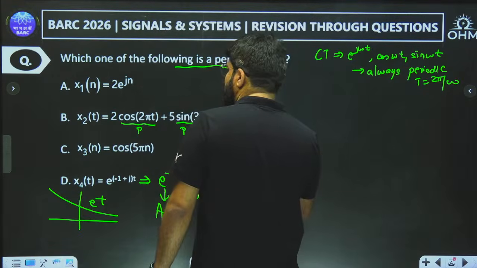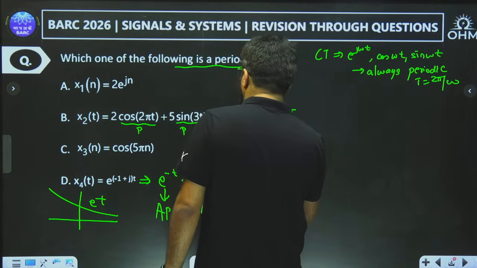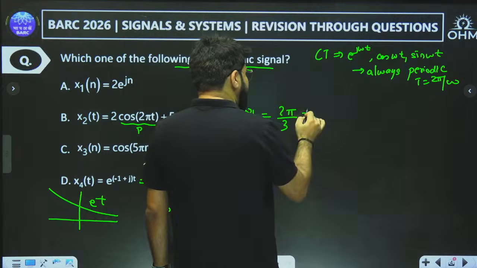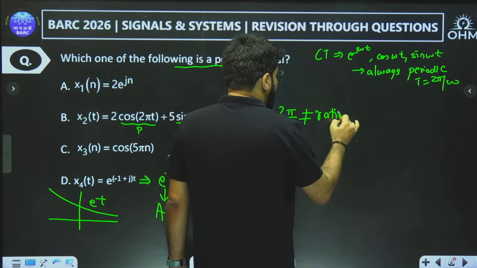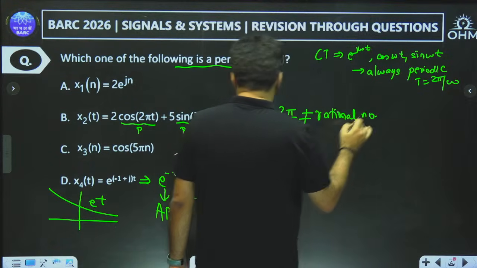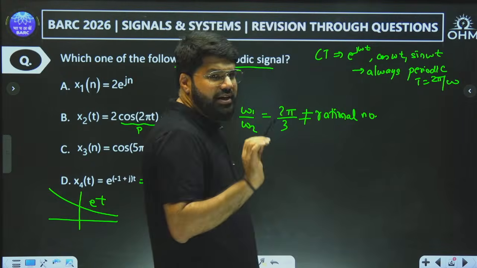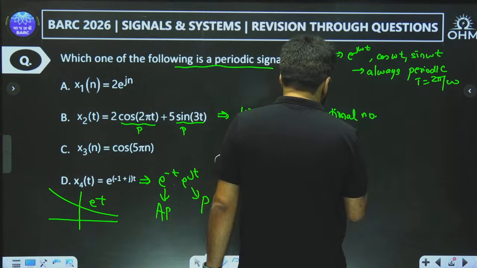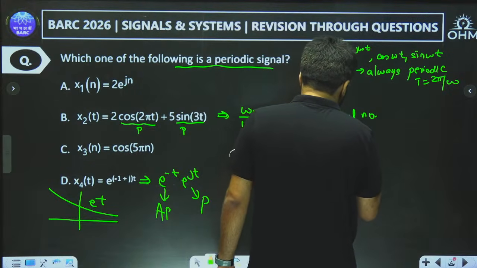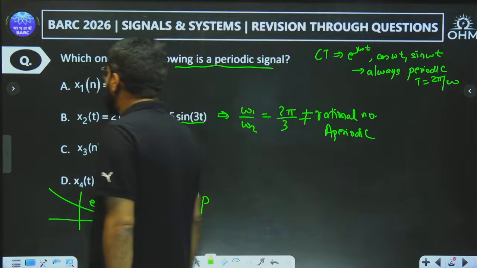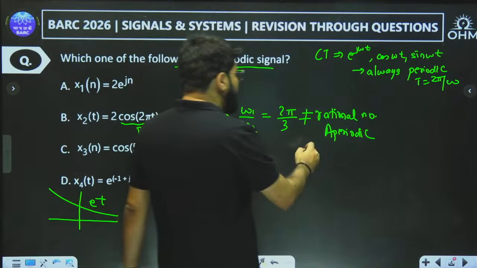So what is the ratio of frequency? 2 pi upon 3, and because a pi is left, this is not a rational number. Whenever the ratio of time periods or ratio of frequency, anything you check, is not a rational number, the signal is aperiodic. Second also aperiodic.